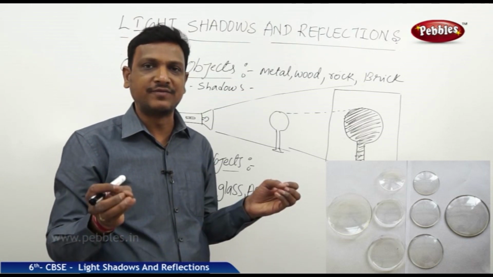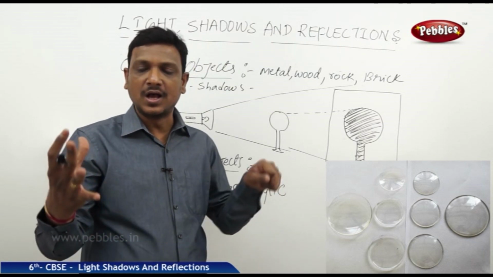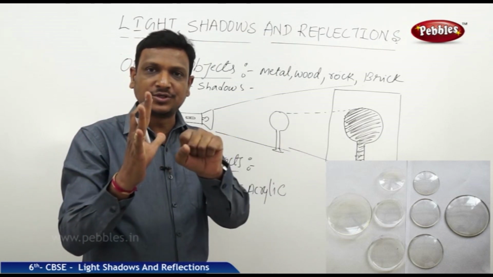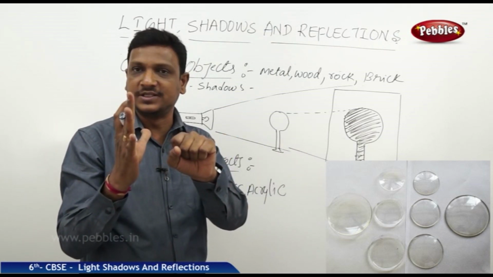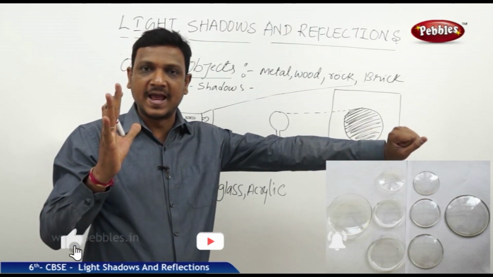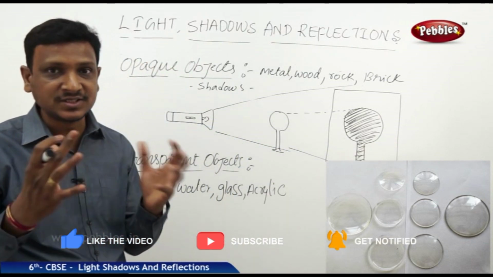You can do a number of activities by taking a torchlight. You can see how the shadows are formed by your finger. You can experiment. If you keep the torch close to your hand, see how the shadow is formed and what the size of the shadow is. If you take the light away from your hand, you will find the difference in the size of the shadow formed and the thickness of the shadow.